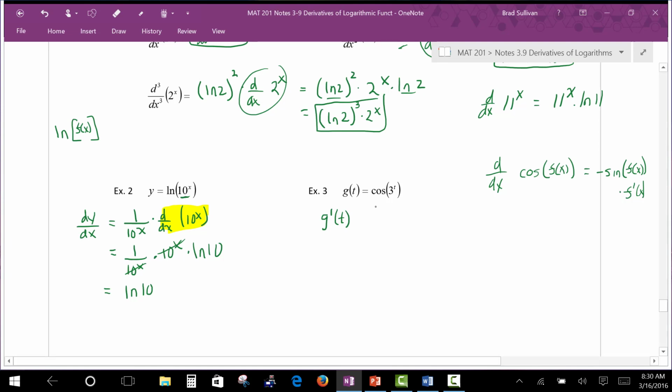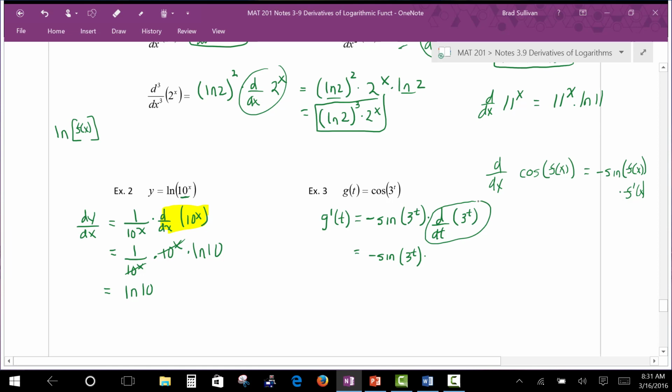So when you do this, you're going to do this exactly like this. You're going to say it's negative sine of that something times, then we're going to do a derivative with respect to t. So I'm going to write that as d dt of 3 to the t, of that function like that. Okay? So now we're going to have negative sine of 3 to the t. Okay, this is what we just learned. So what's the derivative of 3 to the t?